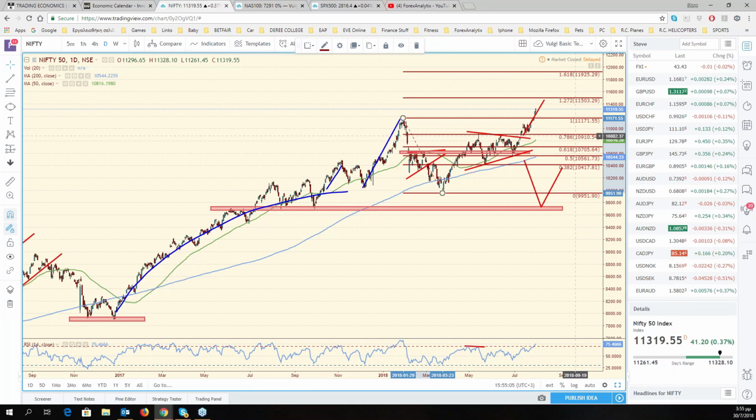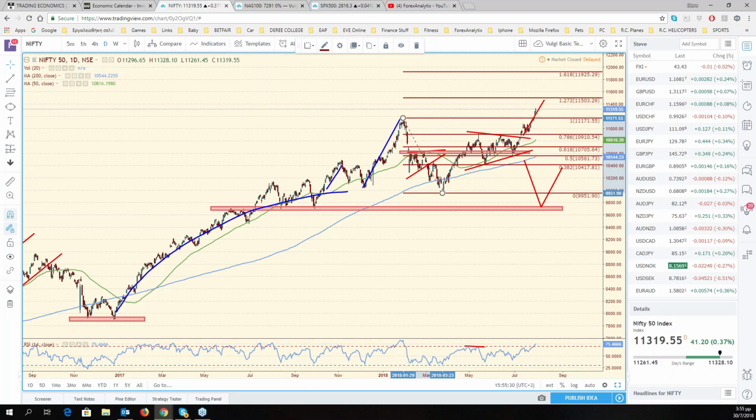And the next upside target is 11,925, which is the 161.8% extension. So obviously, I would be looking for some reaction from either of these levels. Regardless, as long as the previous high now holds, you have no reason to be anything but bullish. Okay.